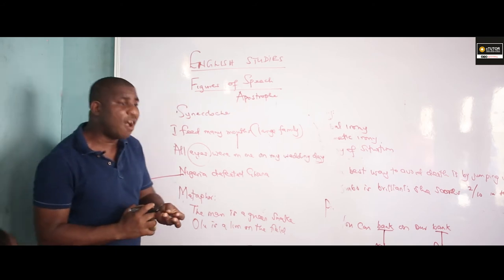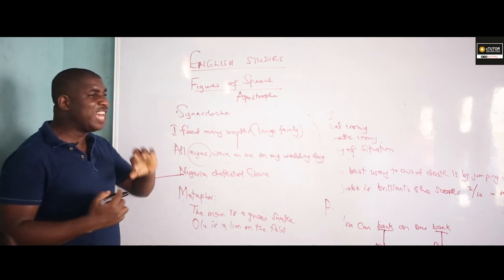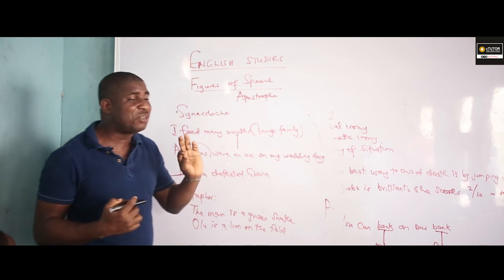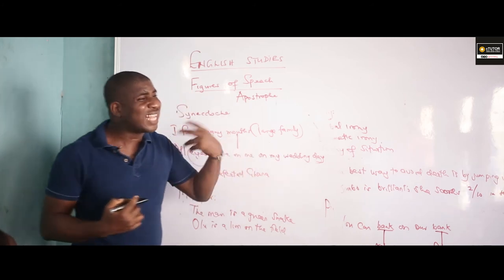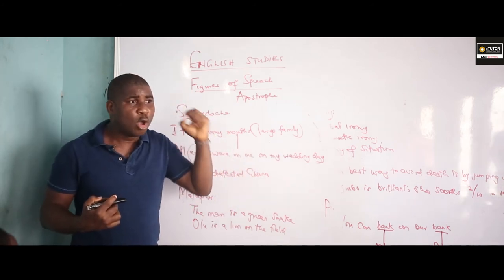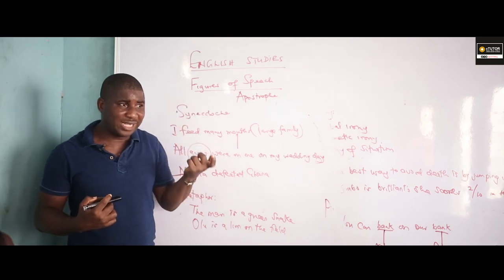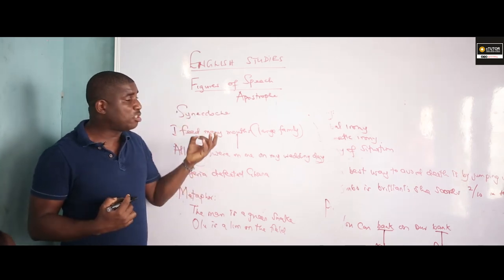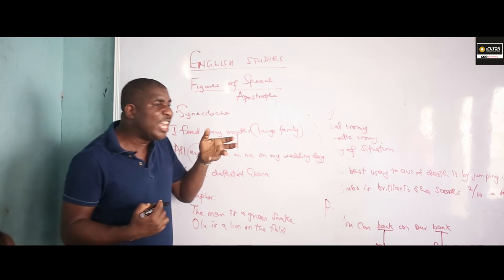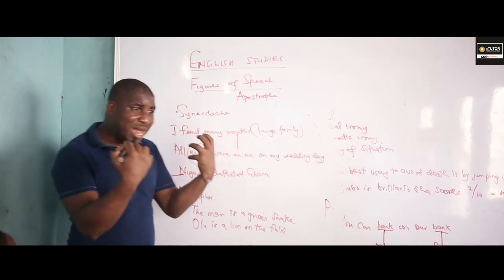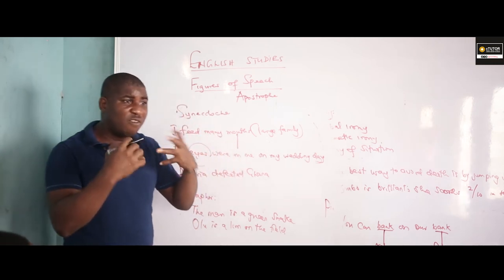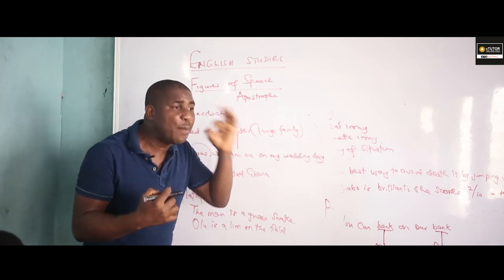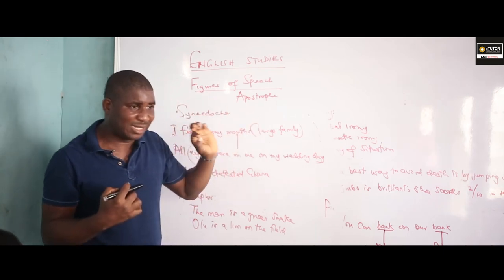Apostrophe is a figure of speech in which we make a direct conversation or a direct address to something that is absent or incapable of hearing what we are saying. Apostrophe is a figure of speech in which we make what? A direct address or conversation with something that is incapable of hearing what we are saying.